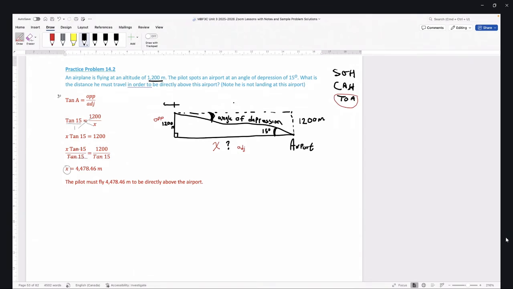So again, the diagram is important. Determine which formula you have to use, or which ratio, or which law. Write the formula down, do the substitutions.